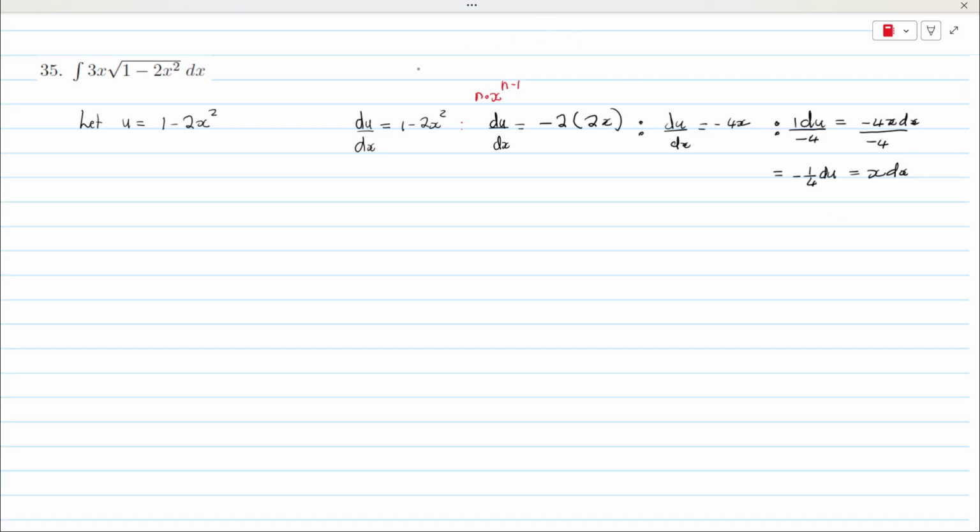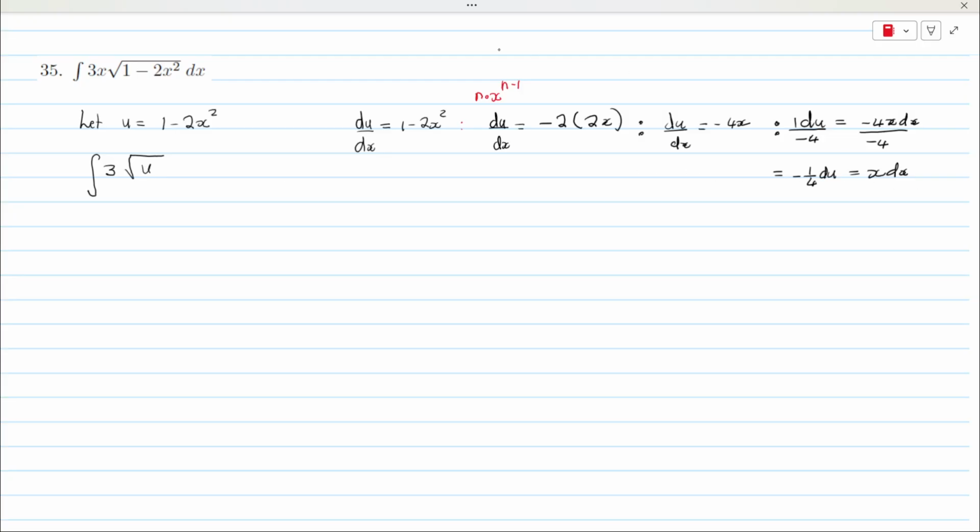What I want to do next is rewrite my integrand. I rewrite my 3, I put back the root because I haven't used it yet, and then I put back my u. Remember that my u is 1 minus 2x squared, so saying u is the same as if I substituted this back here.